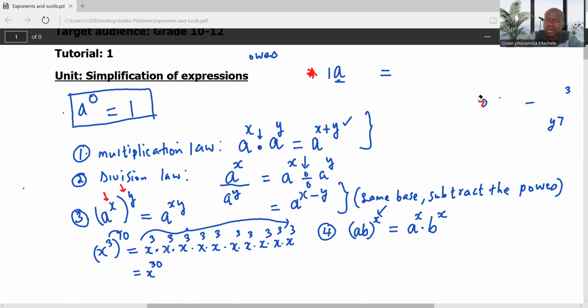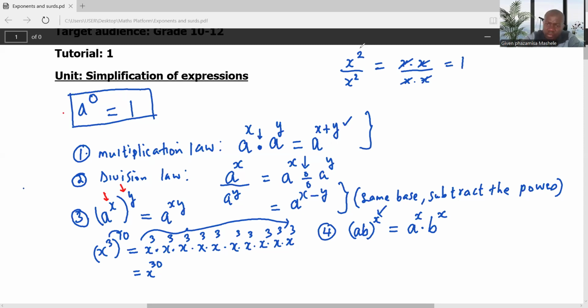Let us look at this example here. Let's say we have x to the power of 2 divided by x to the power of 2. If we were to expand this in terms of exponents, this will be x multiplied by x, this is grade 8 work, divided by x multiplied by x. So the x and the x will divide, and the x and the x will divide, giving 1.